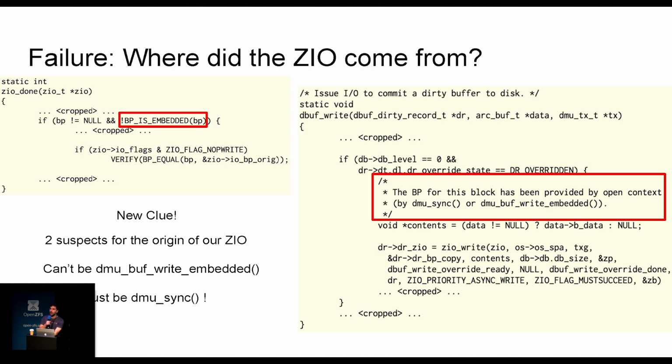Looking at the code around this code path, we find a new clue. Basically, it's a comment telling us that this block was provided by OpenContext, and we came here either by DMU sync or DMU buf write embedded. So we have our two suspects where the ZIO could have potentially come from. But if you remember, we made that note earlier that that block pointer is not an embedded block pointer. So it must be DMU sync.